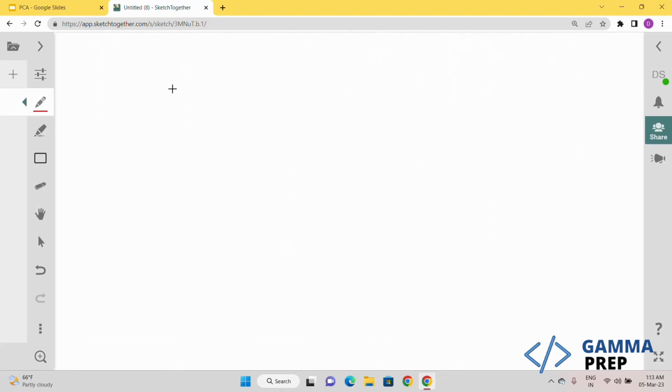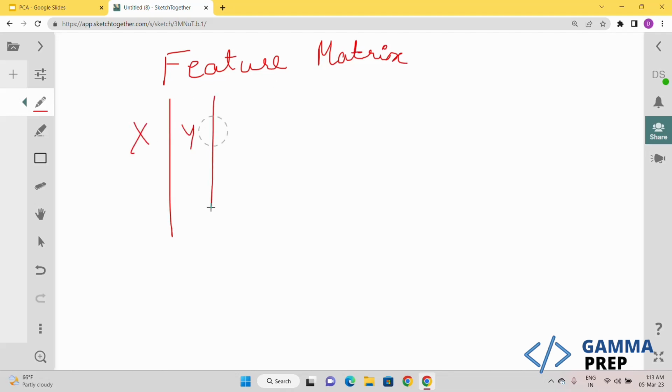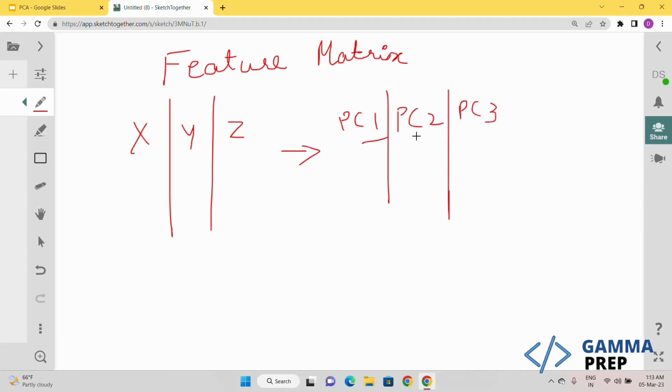Now, what is the fourth step? The fourth step is the feature matrix. First, what you've done is you have converted your initial variables, these were the initial variables, into PC1, PC2, PC3. So these are the directions in which you will have information stored. Okay, so in the feature matrix, what do we do?